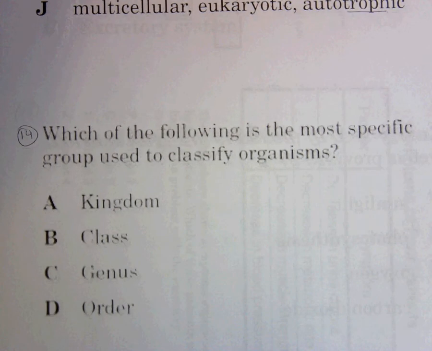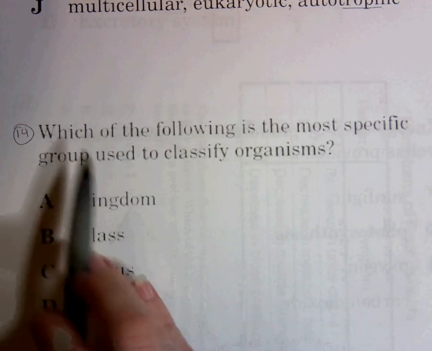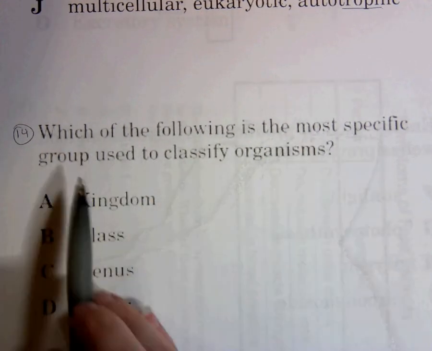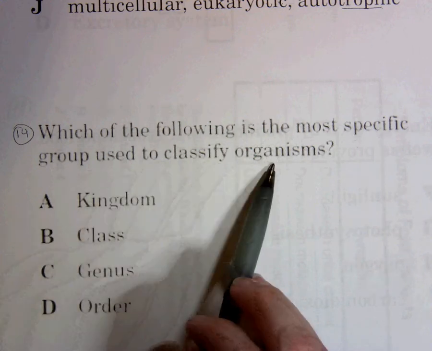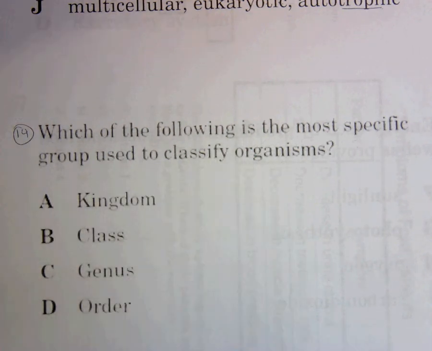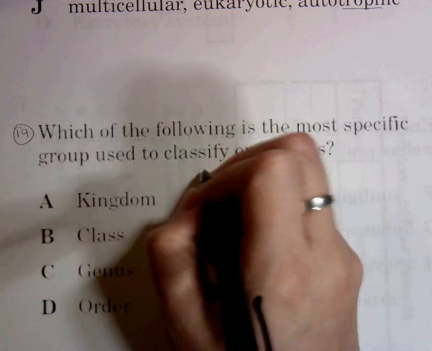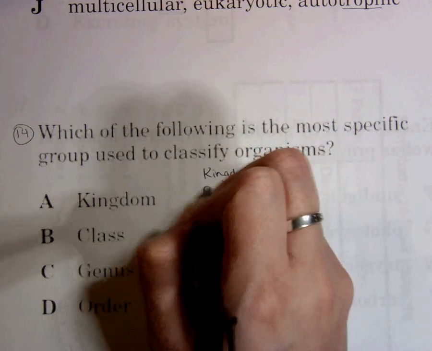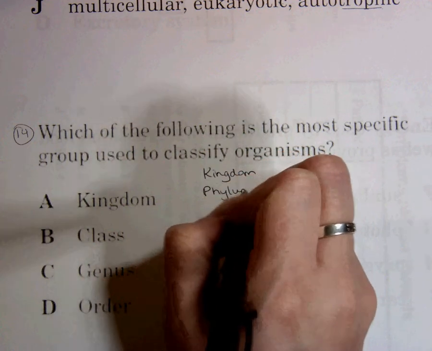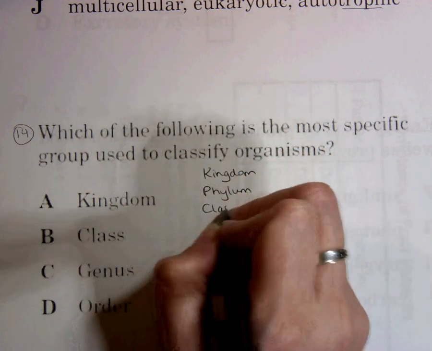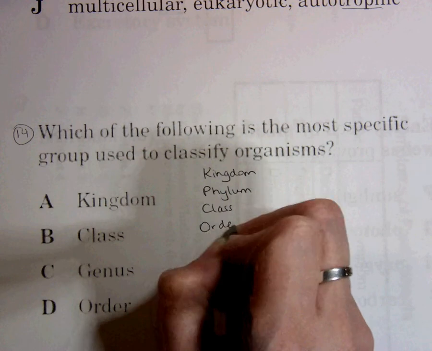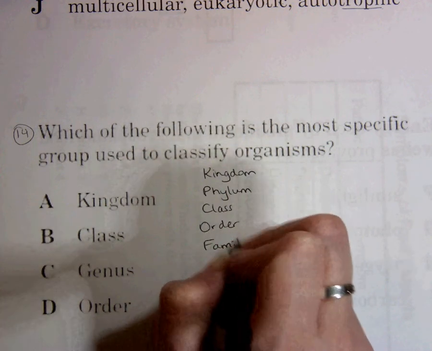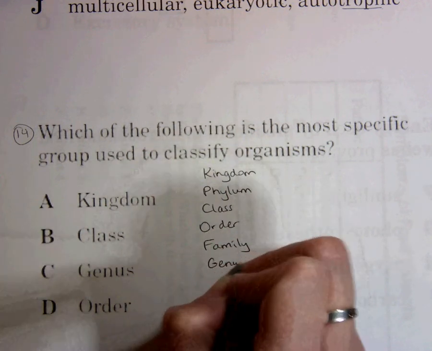Number 14 says, which of the following is the most specific group used to classify organisms? Well, here are all the groups that we use to classify organisms. We have kingdom here, kingdom, phylum, class, order, family, genus, and species.